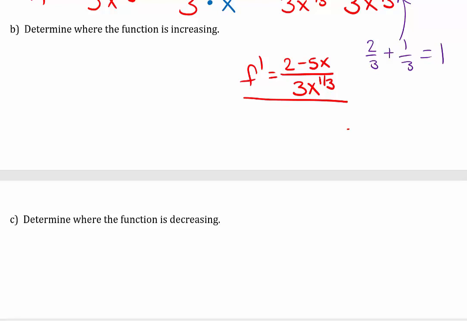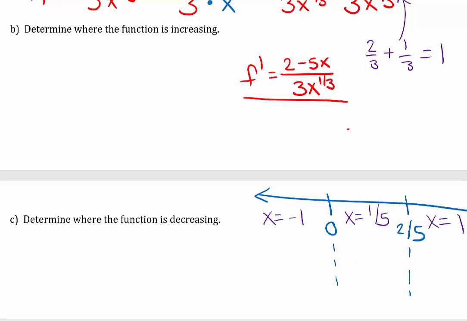Now if we want to figure out where this thing is increasing and where it is decreasing, we are going to make another one of those tables. I put my critical numbers into my table, and I pick test values within each interval on that table. I'm going to take my test values, plug them into my derivative, and see what I get. I might use a calculator to help me with this one.